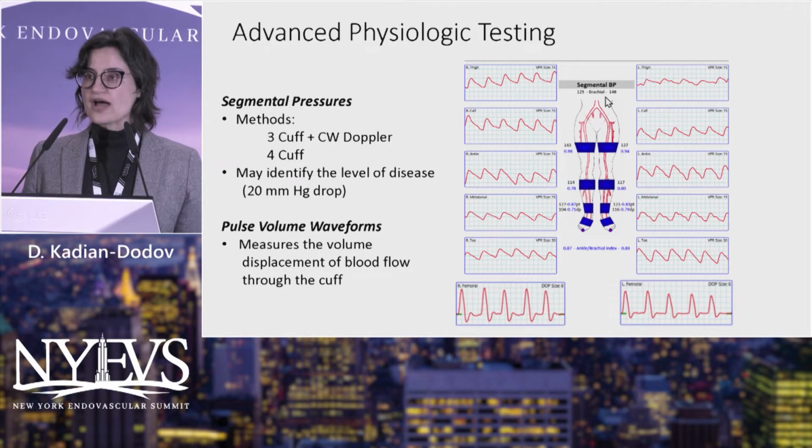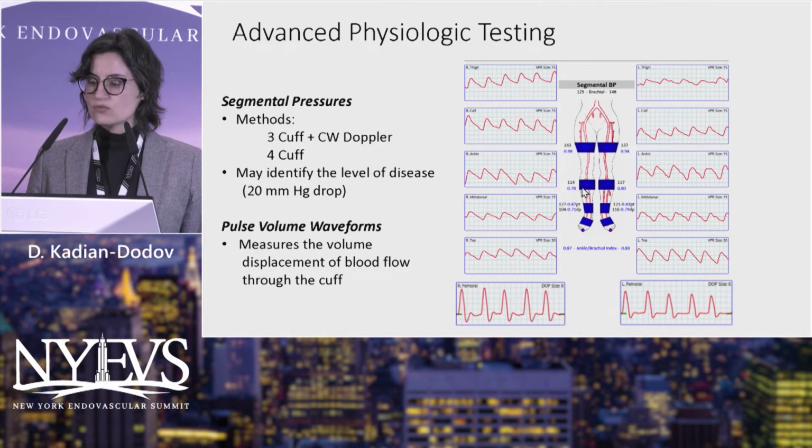We're going to look for a drop of 20 between the segments to say that that's the level of disease. So if we start with 146 and come down at the thigh, not quite, 143, 137, and then 114, 117. There's our drop. So we've got bilateral SFA popliteal artery disease.